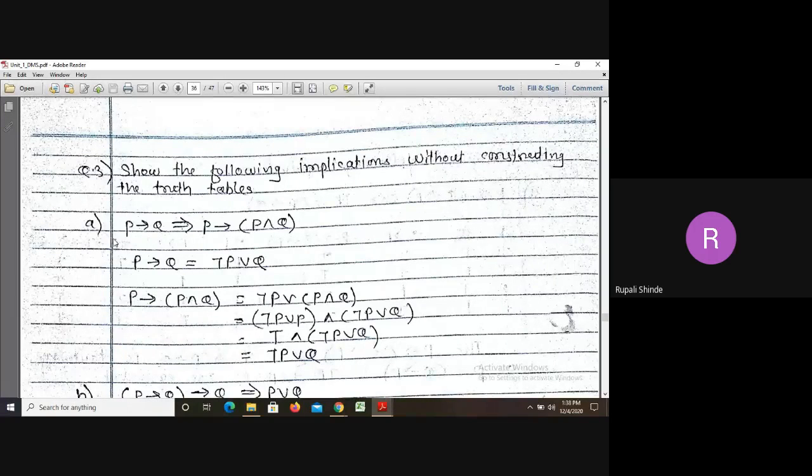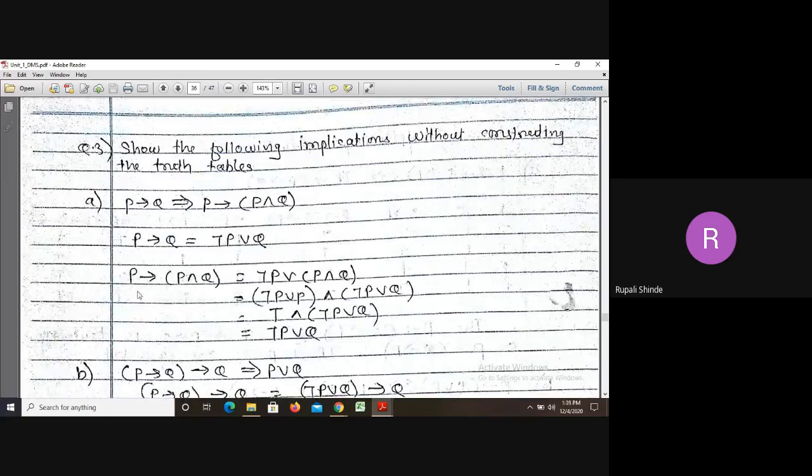First of all, we are going to solve the LHS. LHS is given as P conditional Q. This is equivalent to negation P or Q, the negation of the first variable or the second variable. So that form we have written here.